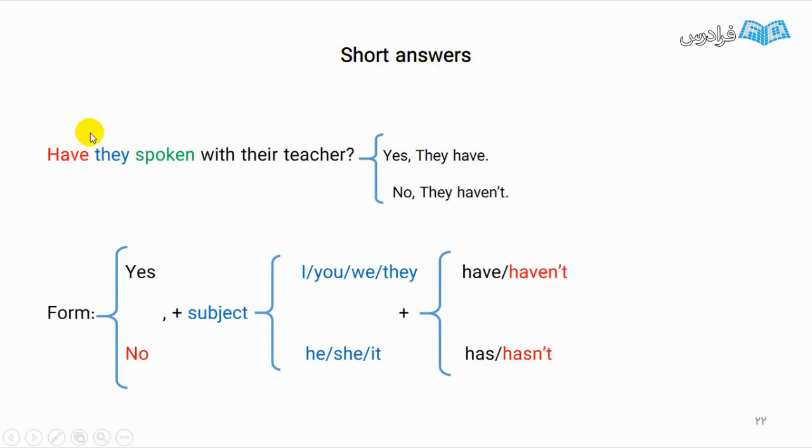What about short answers? Have they spoken with their teacher? Yes, they have, or no, they haven't. Look at the form. When the answer is affirmative or positive, we start with yes. After that, we have the subject. And finally, we have to use have or has. When the answer is negative, we say no, subject, and finally, haven't or hasn't. That are contracted forms of have not and has not.